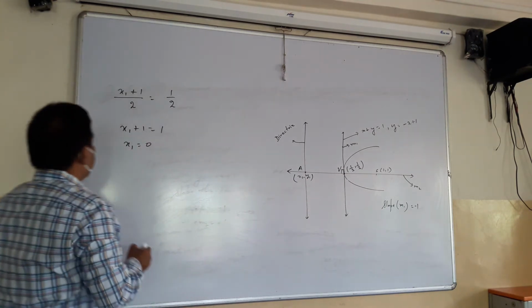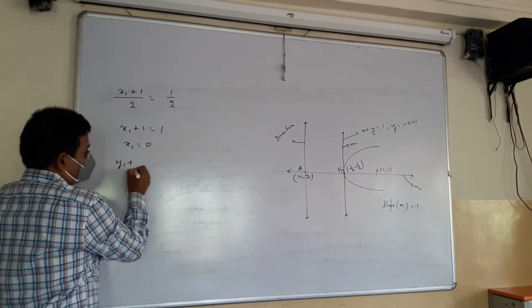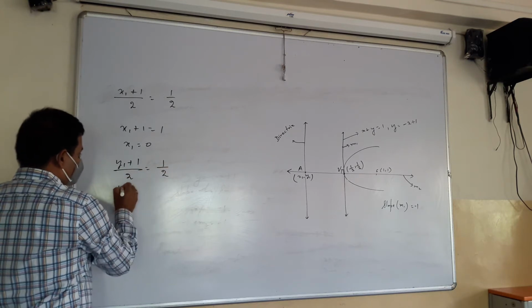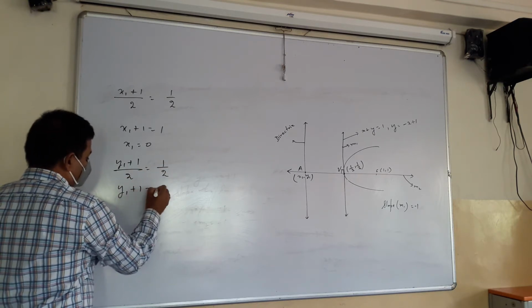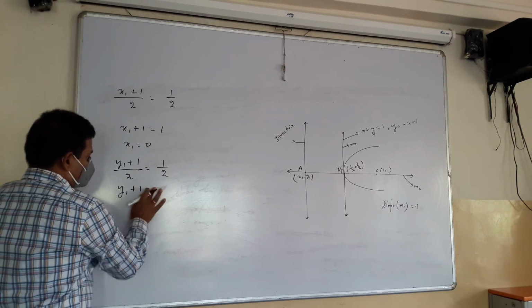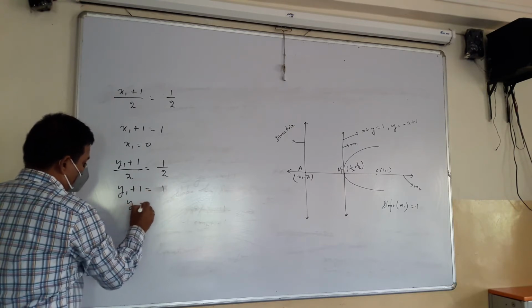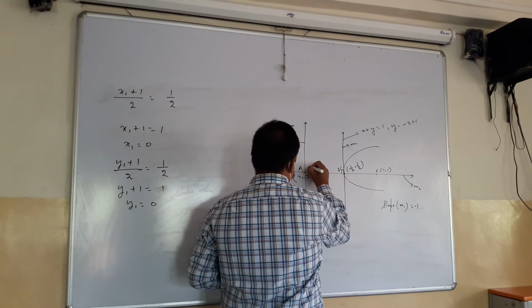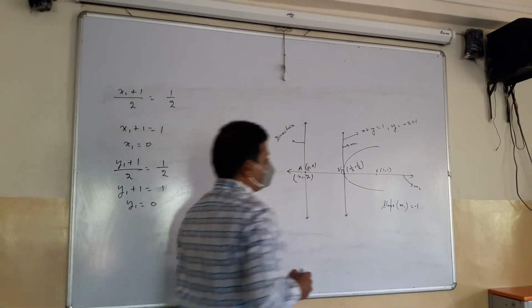Now y1 plus 1 divided by 2 is equal to 1 by 2. So y1 plus 1 is equal to 1, so y1 is equal to 0. So you got the coordinates of this point: 0 and 0.